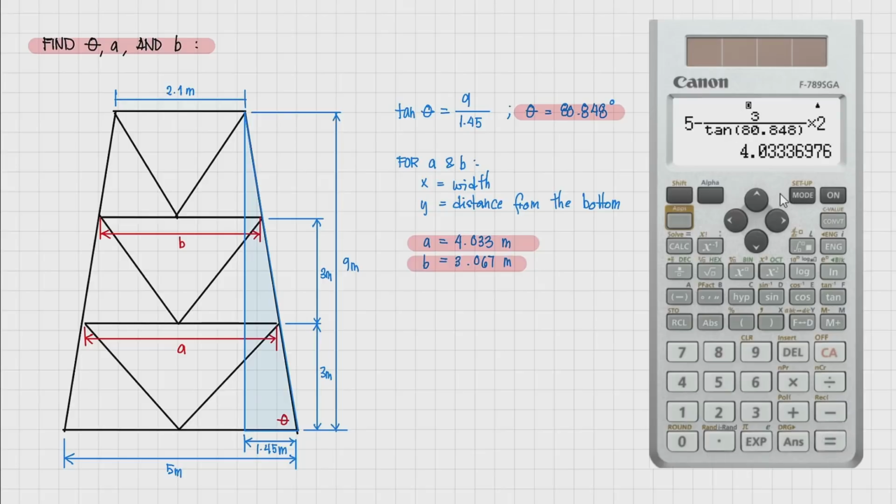So meron lang. Mas madali lang if we're going to use our calculator techniques. So yeah, I think that's it for today for the application ng trigonometric principles for problems in mechanics. All right.